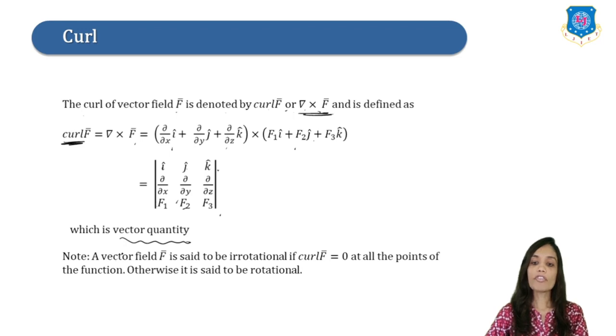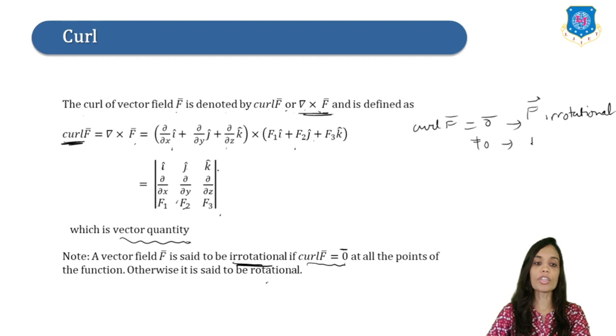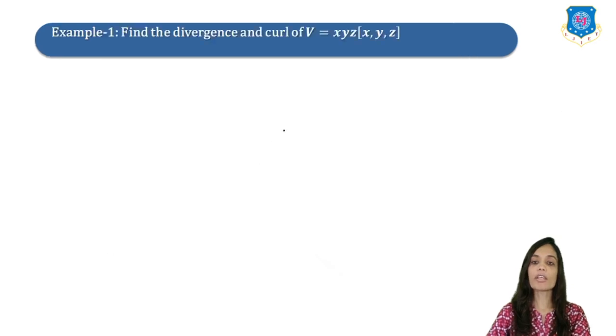Now if the curl of F bar is 0 bar, then we can say that the vector field F bar is irrotational at all points of the function. Otherwise it is said to be rotational. So what we have studied over here: if curl of F bar is equal to 0 bar, then the vector field F bar is irrotational. And if this is not equal to 0, then F bar is a rotational vector field. Okay, so now let us solve a few examples of curl.